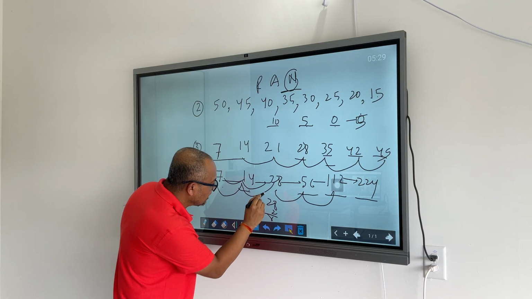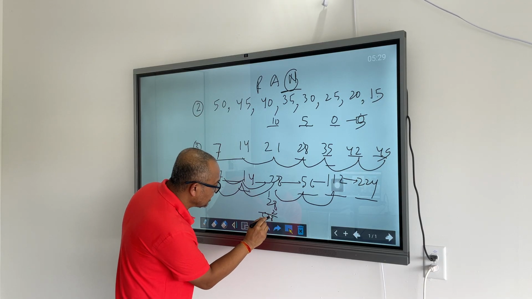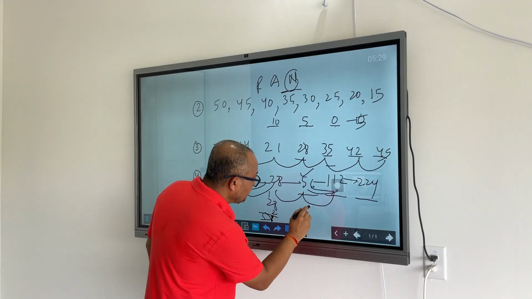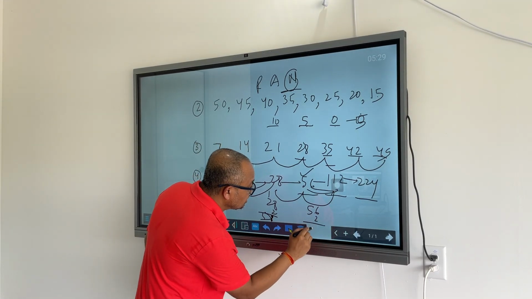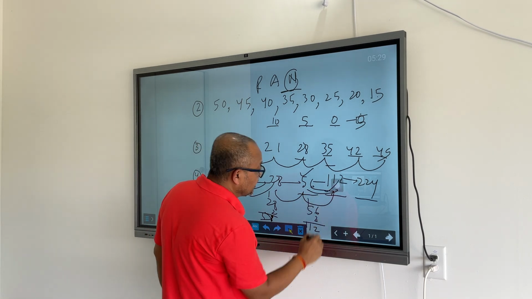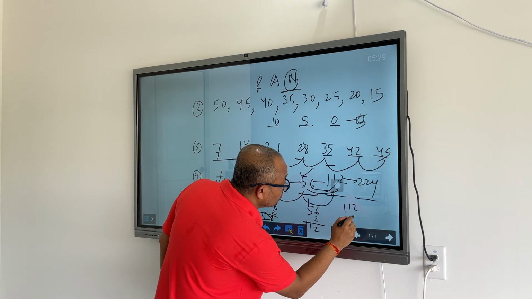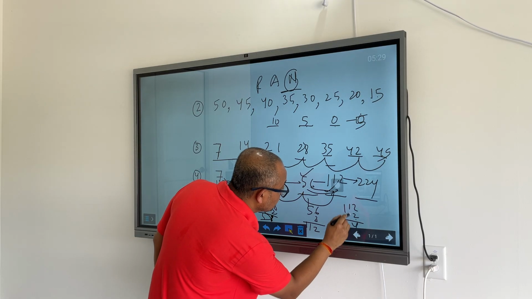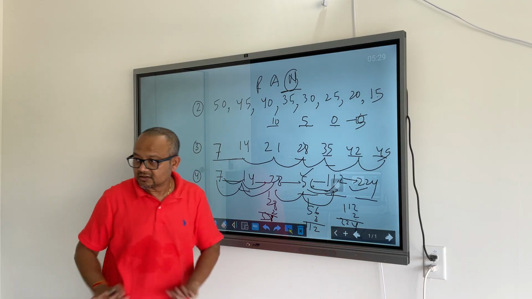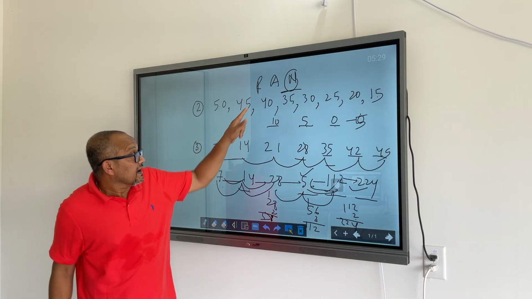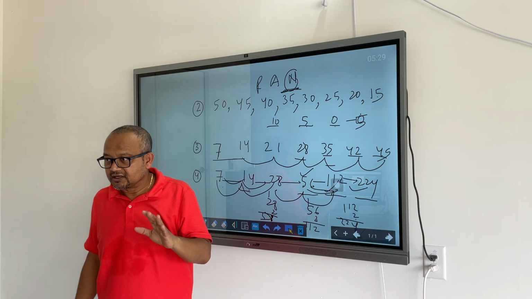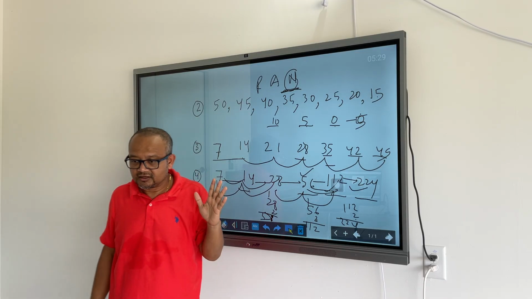2 8s are 16, 1 carry forward. 2 times 4 plus 1, 5. Yes, 56. Okay, this one is okay. Let's check this one also. 56 times 2. 2 6s are 12, 1 carry forward. 2 5s are 10 plus 1 is 11. Okay, this is also fine. 112 times 2. 2 times 2 is 4, 2 times 1 is 2, 2 times 1 is 2. Perfect. So this one has to come at the end. No denying that.